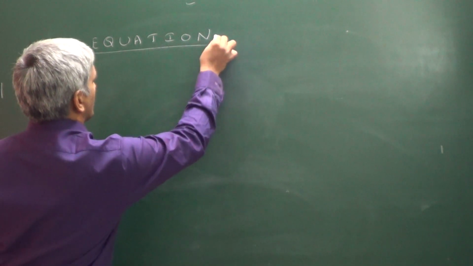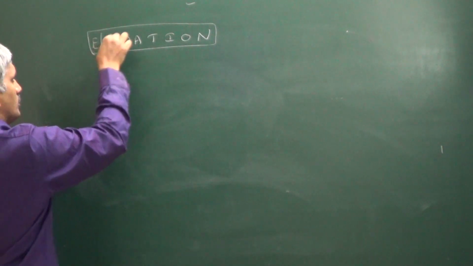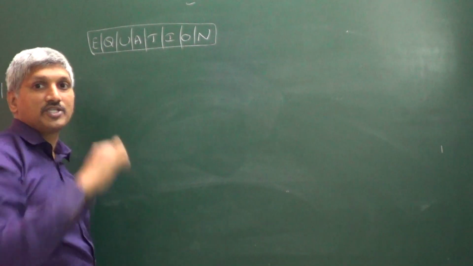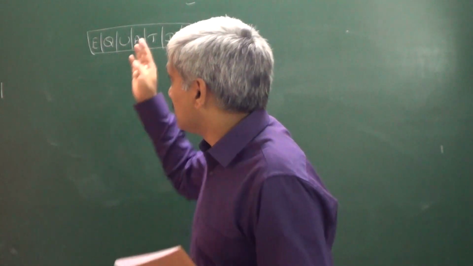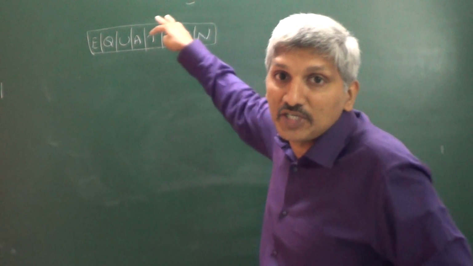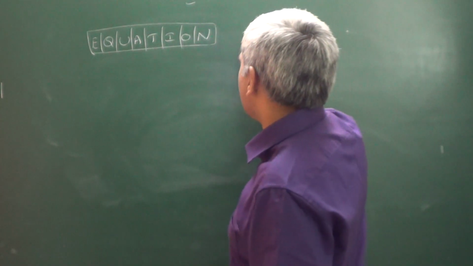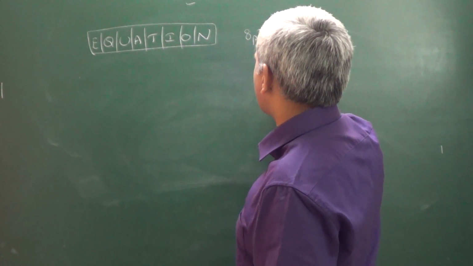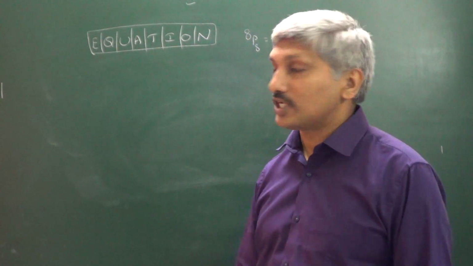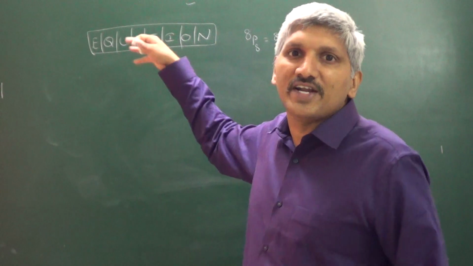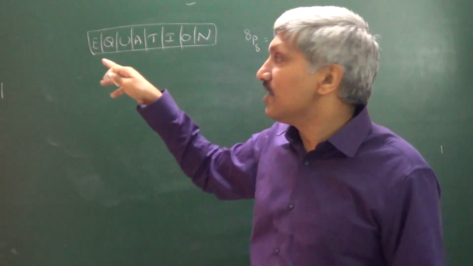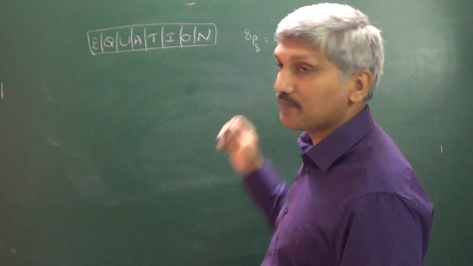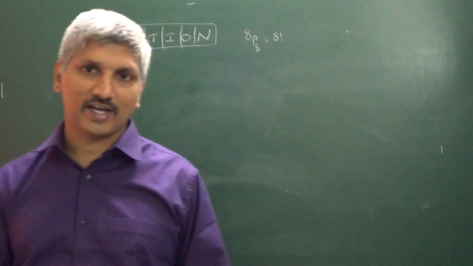These 8 letters can be filled in those 8 places. That means these 8 letters can be filled in 8 places. In how many ways? 8P8, that is equal to 8 factorial ways we can do it. So the number of different words that can be formed by using the letters of the word EQUATION is equal to 8P8, that is equal to 8 factorial.